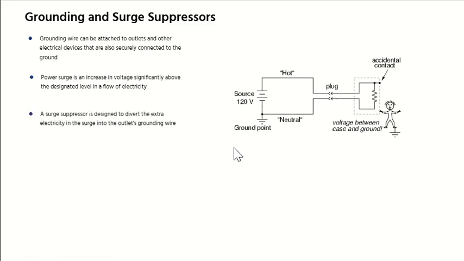Lastly, a surge suppressor is designed to divert the extra electricity in the surge into the outlet's grounding wire. Lightning is one common cause of voltage surges. Surge protection can also be in the form of a domestic appliance designed to break an electric circuit when it detects a surge of electricity beyond a certain value.